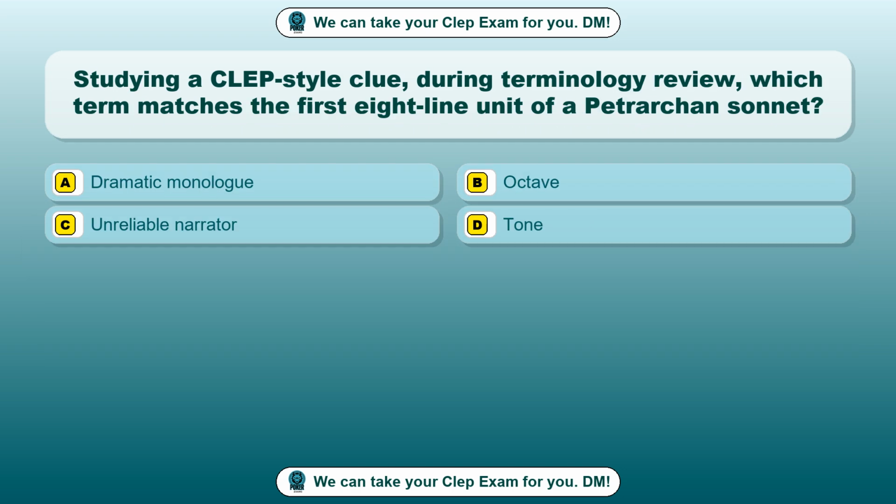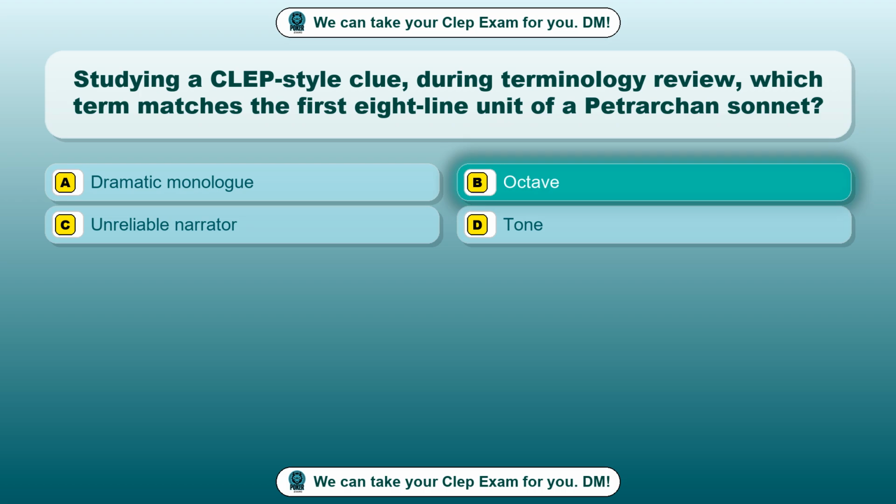Question 55. Studying a CLEP-style clue during terminology review, which term matches the first 8-line unit of a Petrarchan sonnet? Option A, dramatic monologue. Option B, octave. Option C, unreliable narrator. Option D, tone. The correct answer is option B.